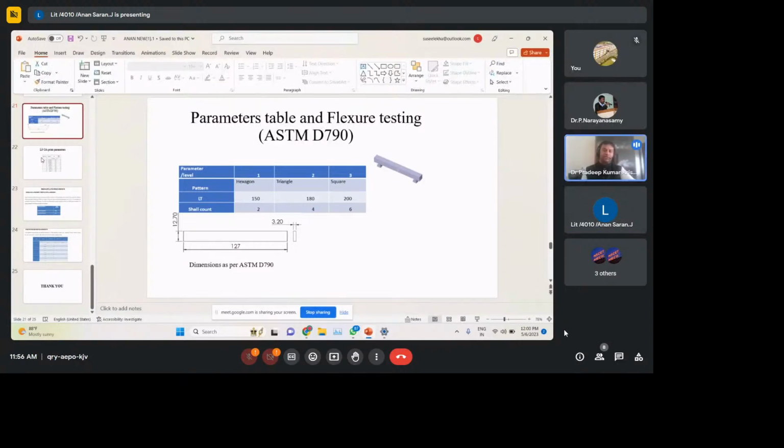So what are the factors you have considered here? Sir, hexagon, triangle, square, the patterns, and cell count, sir. Okay, so pattern is one of the factors, isn't it? Yes, sir. What is the response? You have measured only the surface roughness, right? Yes, sir, the surface roughness and the durability and the strength of this specimen, sir.